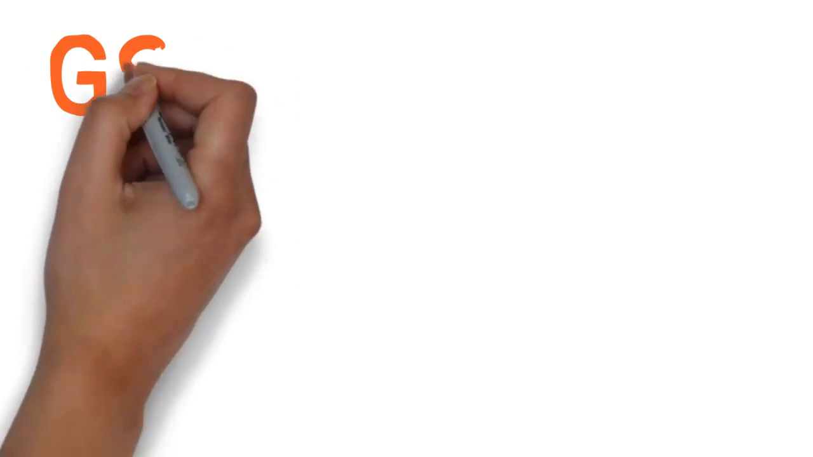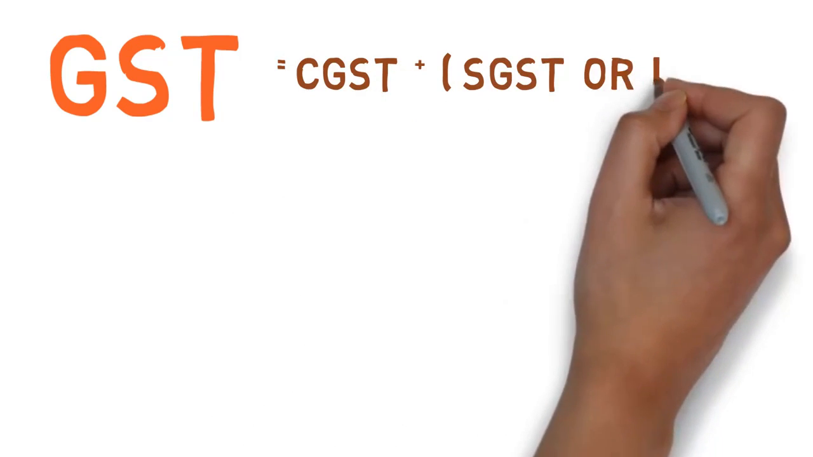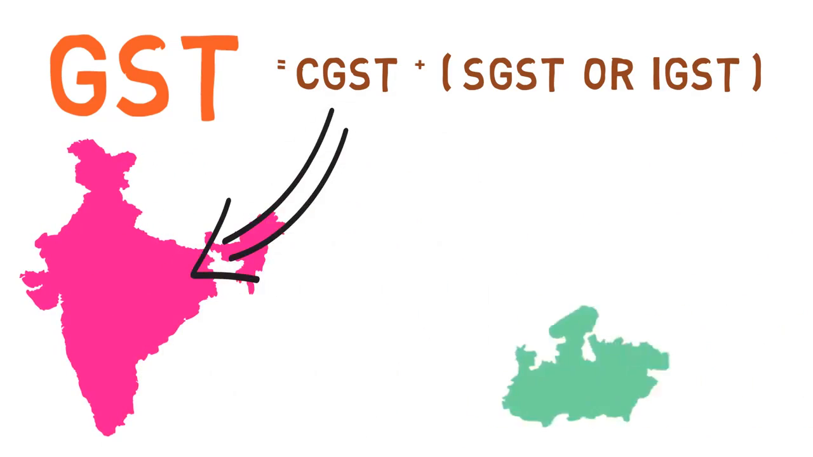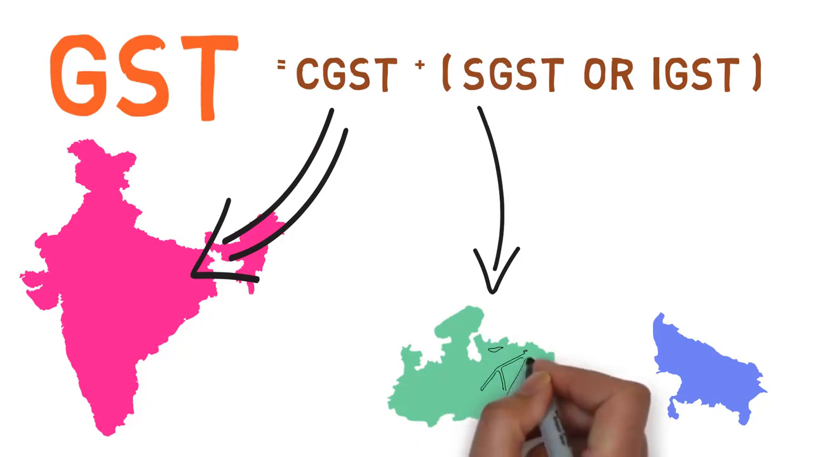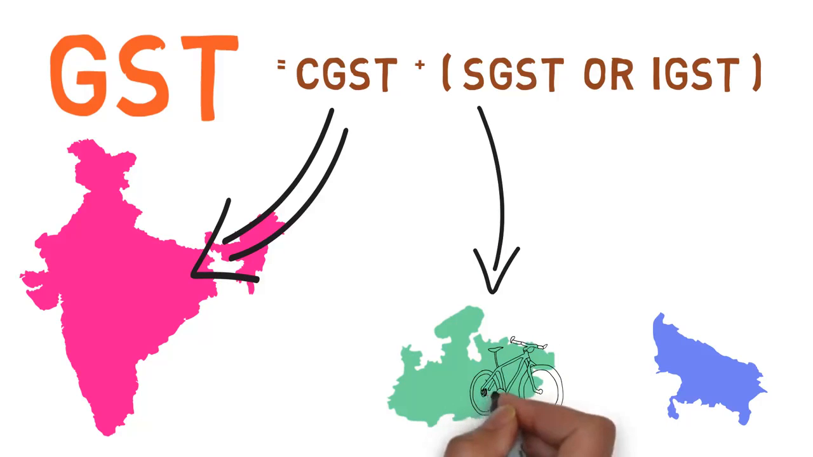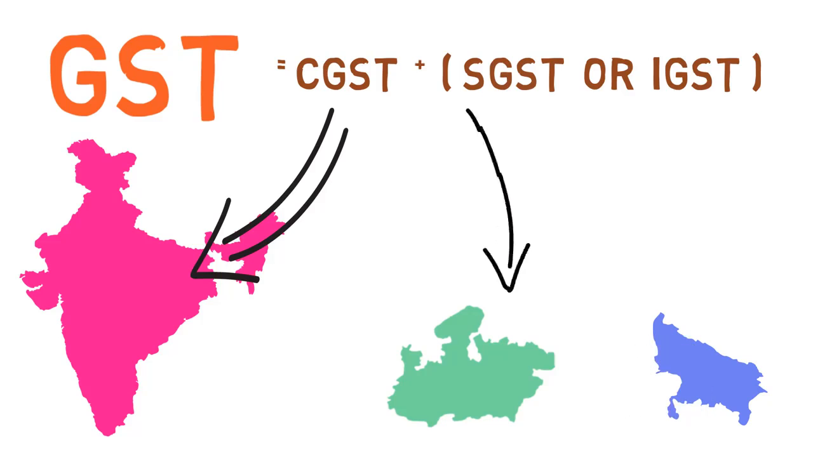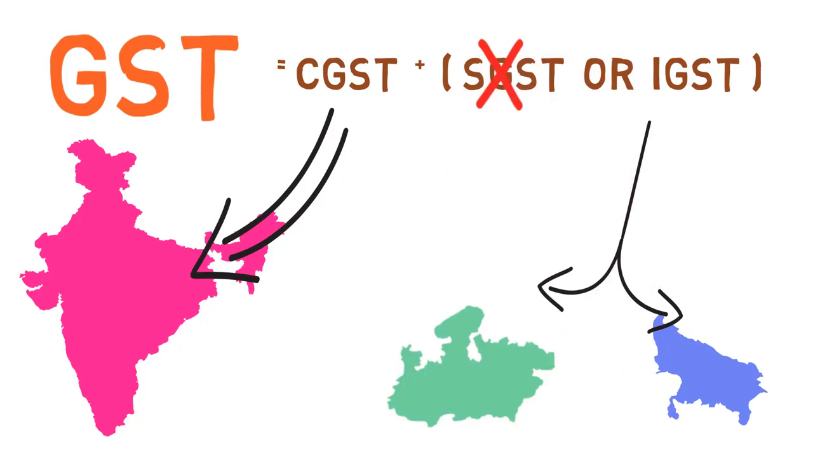Let's take GST in detail. GST is a combination of CGST and SGST, or IGST. CGST is central GST, which is paid to the central government, SGST is the state GST which is paid to the state government, and IGST is the integrated GST which comes in the situation when goods and services move interstate. For example, product A is manufactured in Madhya Pradesh and sold in Uttar Pradesh, so IGST is distributed between both the states. In this case, SGST will not be collected.